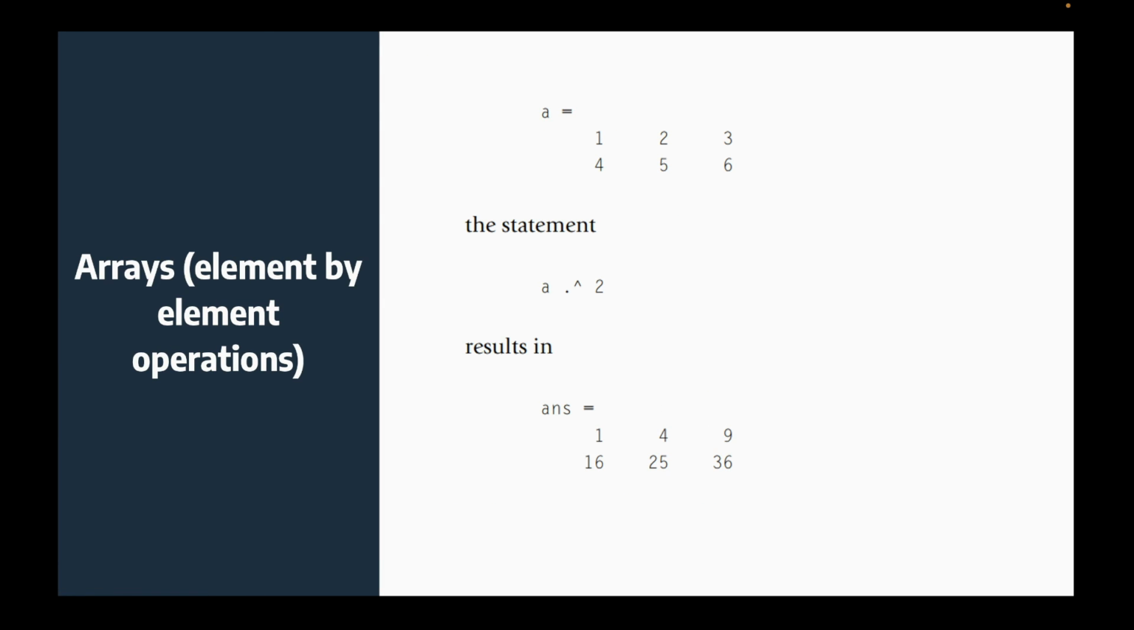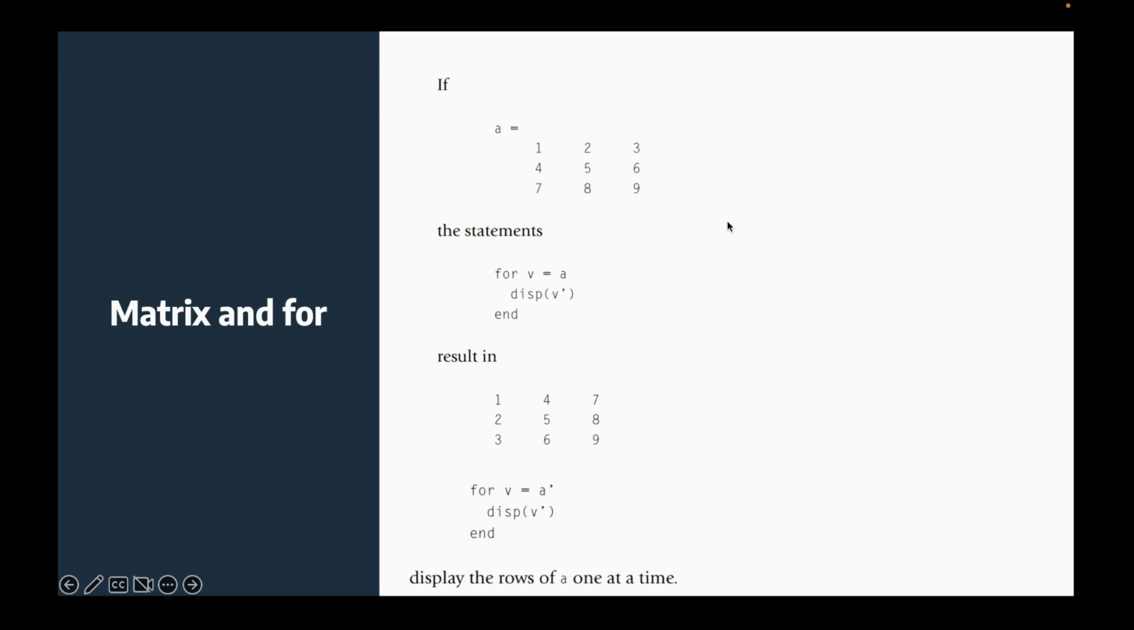Now, going with arrays, element-by-element operations we talked about before. I believe you are familiar with that. If you have a matrix with first row 1, 2, 3 and second row 4, 5, 6, and you say A dot to the power of 2, what's going to happen here? Each component of the matrix will be raised to the power of 2. You can see the 1 stayed 1, the 2 is 4, the 3 is 9, and so on.